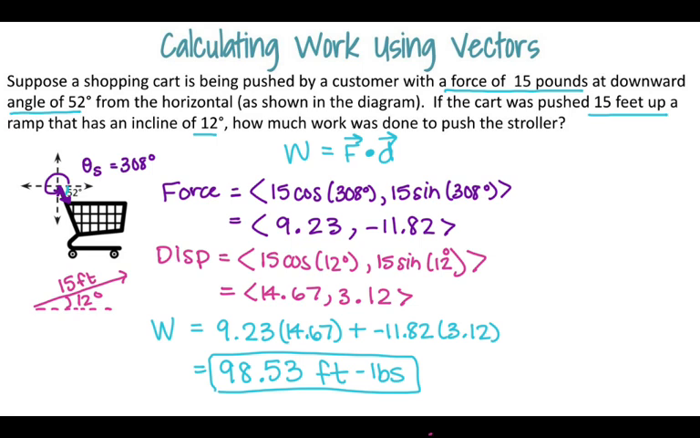Displacement vector, same thing, but using the distance that you're traveling, as well as the incline if there is an incline. Work is the dot product of those two vectors. So I can multiply my horizontal components together, multiply my vertical components together, and add those two numbers together.